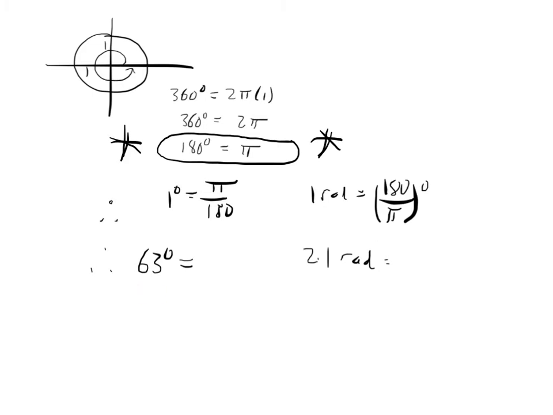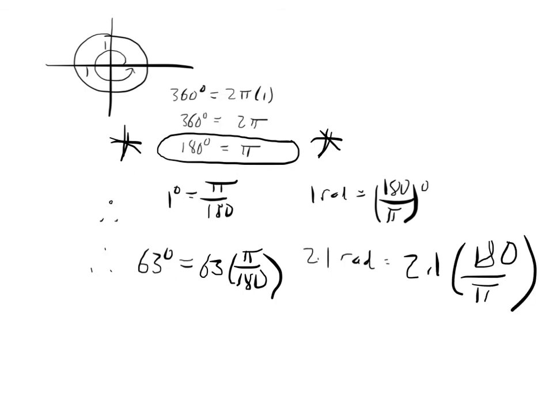So the question you might be asked is, how many radians is 63 degrees? The answer is 63 times pi over 180, and I could simplify that and give a decimal approximation. Or if I wanted to know how many degrees is 2.1 radians, I would multiply that 2.1 by 180 over pi, and again, I could get a decimal approximation. It would be 2.1 times 180 over pi degrees.